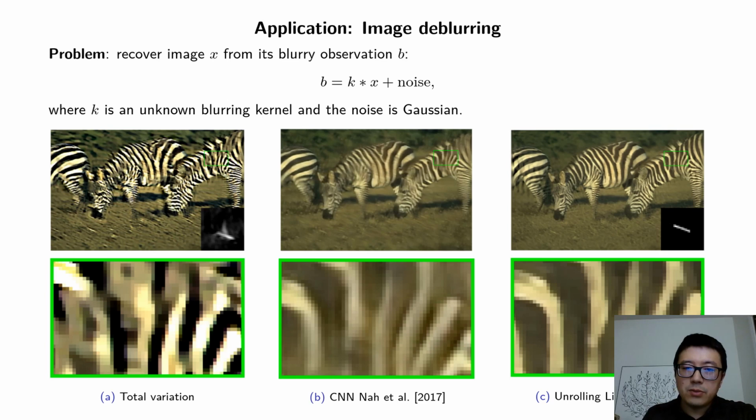And this is the result of CNN, and this is the result of unrolling, which not only recovers a highly correct blurring kernel, but also gives you a much sharper, less distorted image.